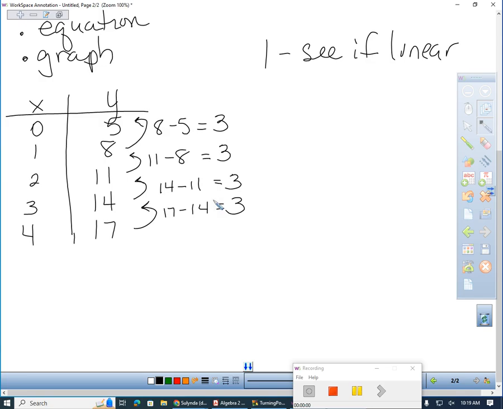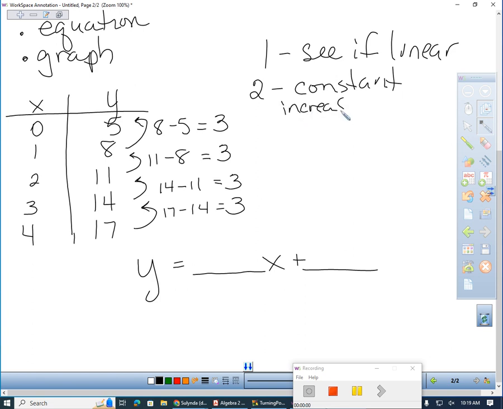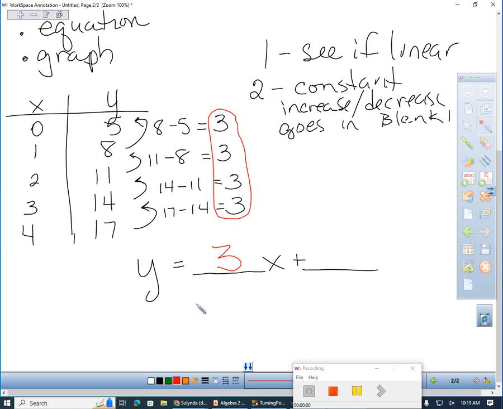To write our equation, we follow the form y equals, we're going to put a blank here, x plus blank. Step 2, the constant increase or decrease goes in blank 1. So in this case, the number 3 that we have as a constant increase goes in my first blank. Seems pretty easy, right?